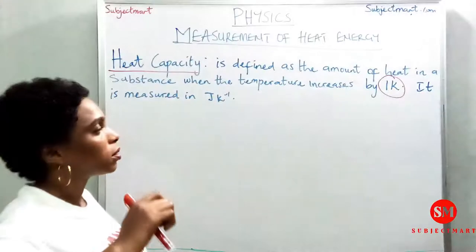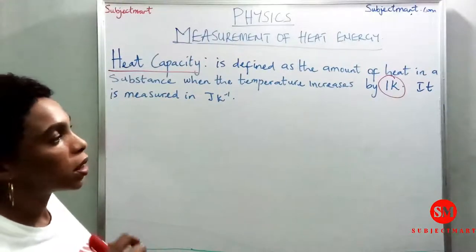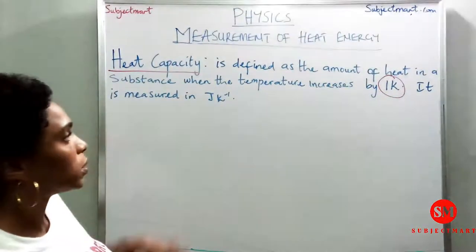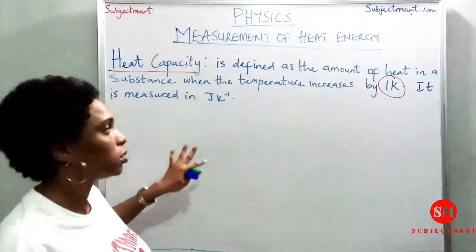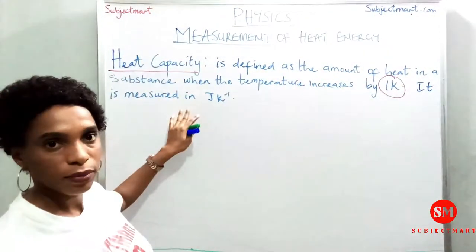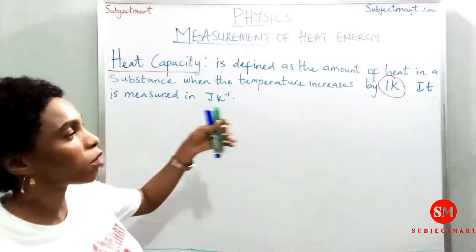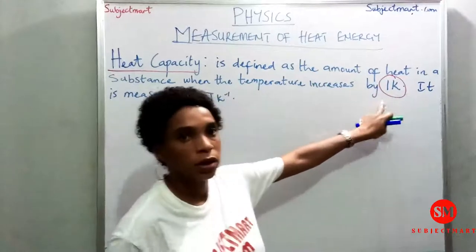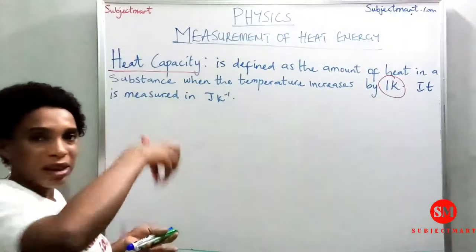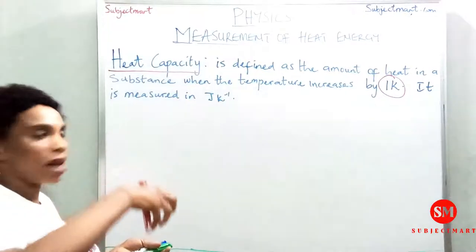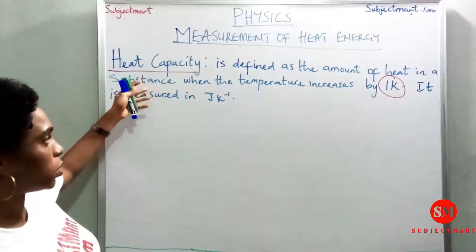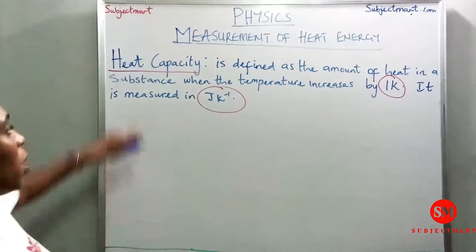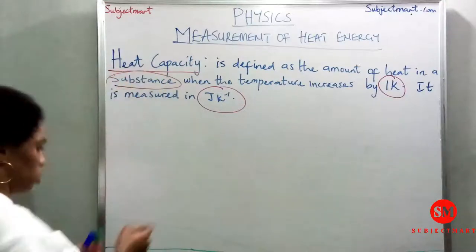So for every 1 degree rise or every 1 degree change in temperature, the amount of heat in a body is called the heat capacity. So each time I increase the temperature of the body by 1 degree or by 1 Kelvin, the amount of heat in that body at that time is called the heat capacity of the body, and it is measured in joules per kilogram.